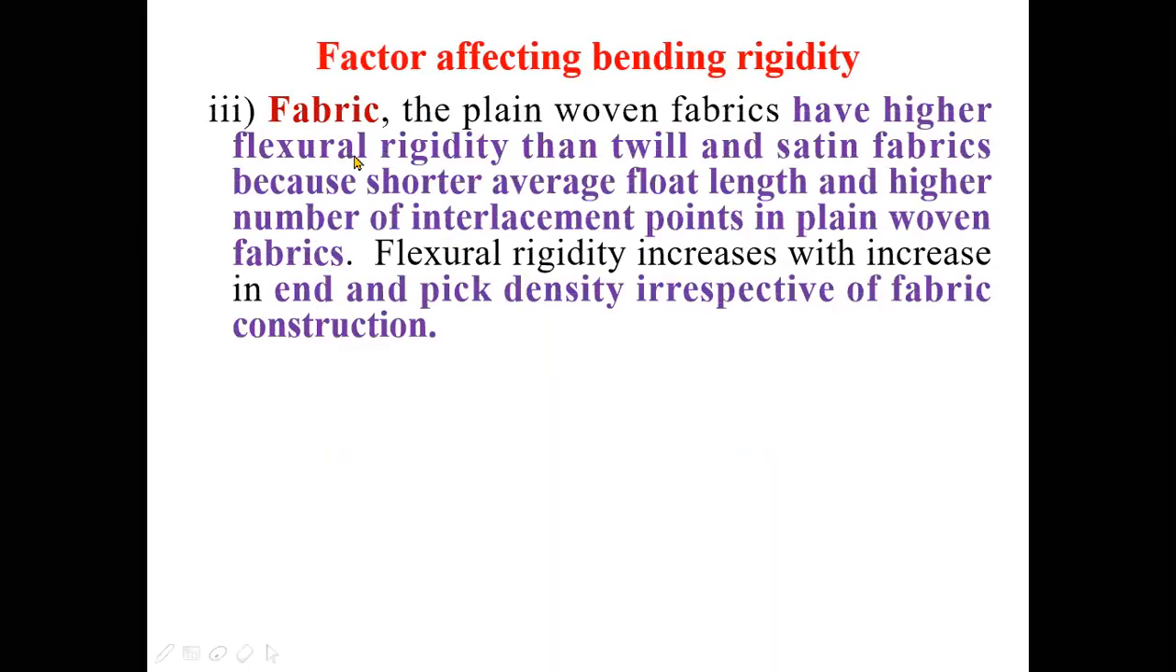Next is the fabric. The plain woven fabrics have higher flexural rigidity than twill and satin fabrics, because you can see that in the case of the plain fabric, the number of interlacements is higher than that of twill and satin. And this flexural rigidity also increases with increase in the ends and picks density irrespective of the fabric construction.